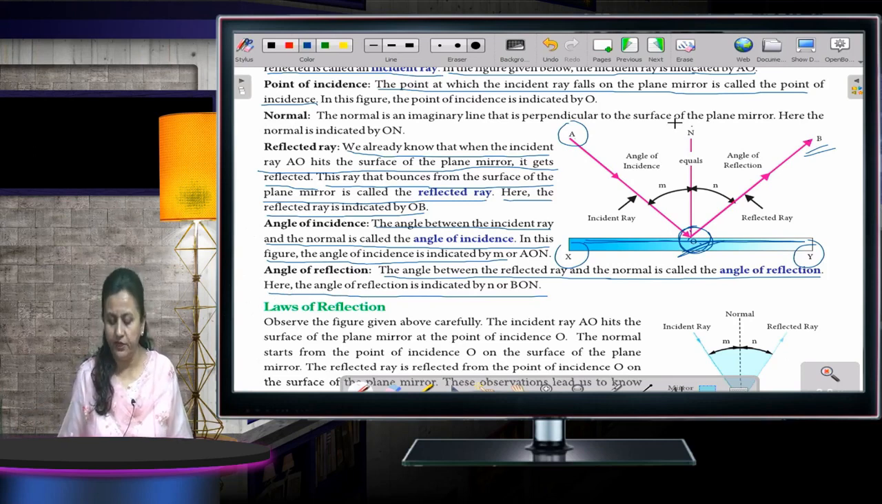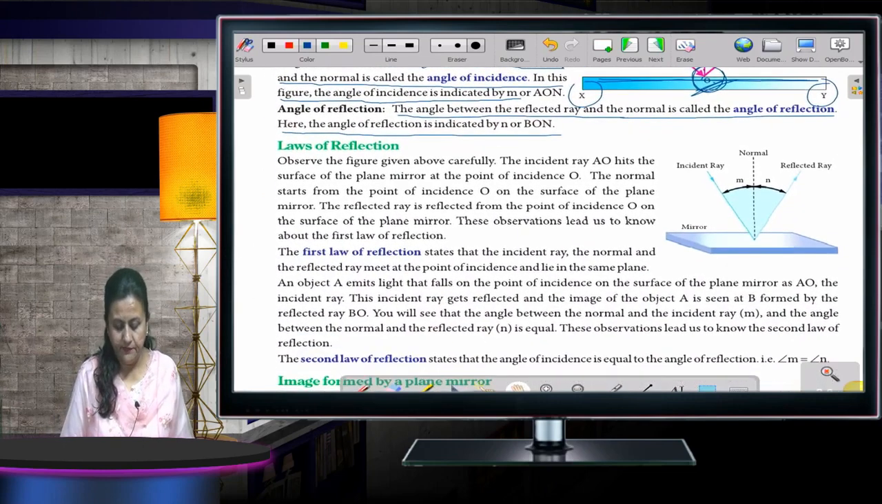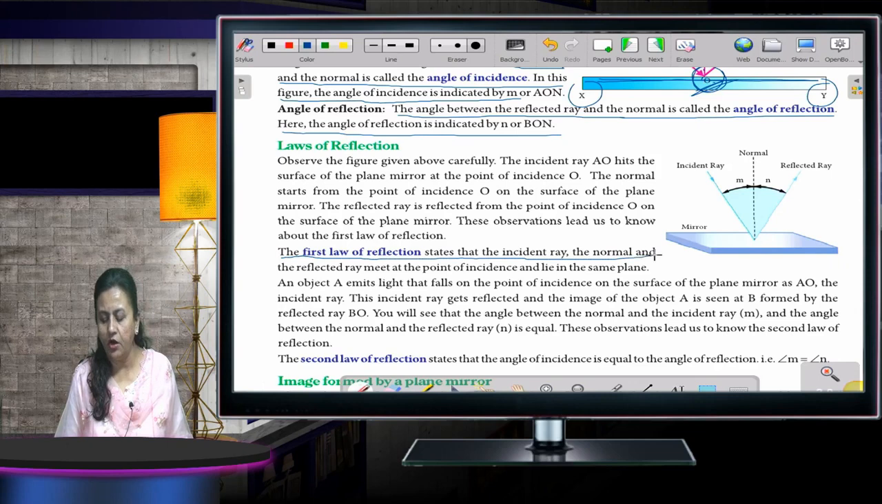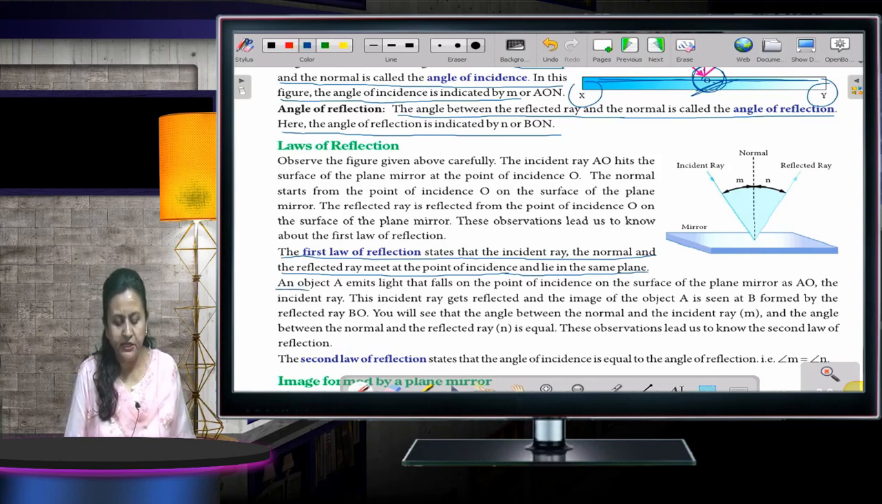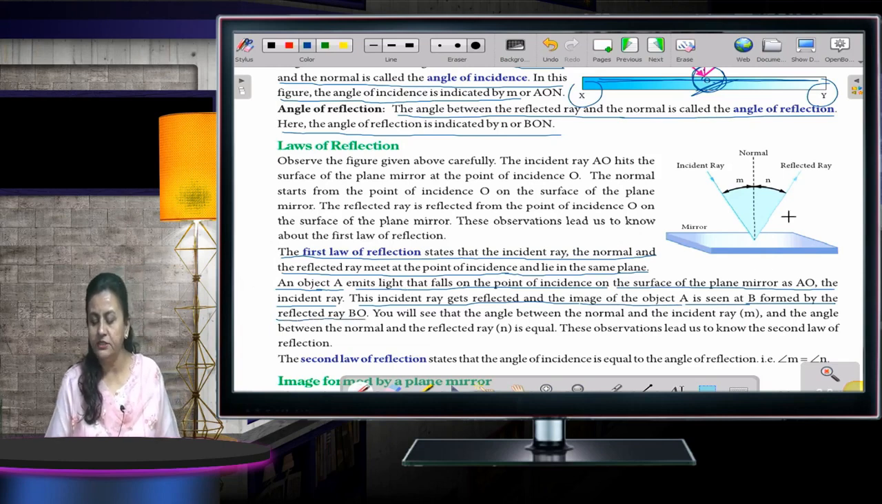Now, laws of reflection. What laws are there? The first law of reflection states that the incident ray, the normal and the reflected ray meet at the point of incidence and lie in the same plane. An object A emits light that falls on the point of incidence O on the surface of the plane mirror as AO. The incident ray gets reflected and the image of the object A is seen at B, formed by the reflected ray BO. Here you can see better.